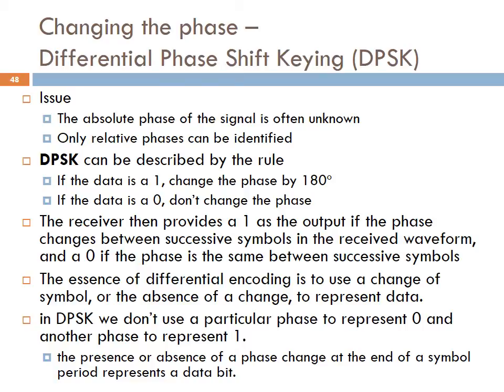The receiver then provides a 1 as the output if the phase changes between successive symbols in the received waveform, and a 0 if the phase is the same between successive symbols. The essence of differential encoding is to use a change of symbol or the absence of a change to represent data. In DPSK, we don't use a particular phase to represent zeros and another phase to represent 1. The presence or absence of a phase change at the end of a symbol period represents a data bit.